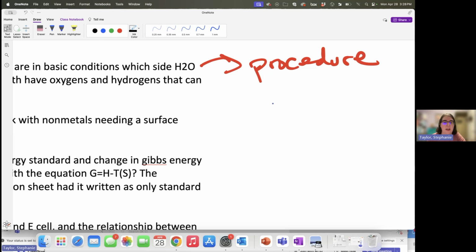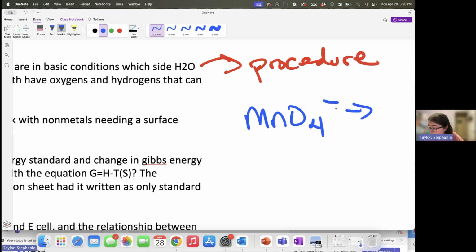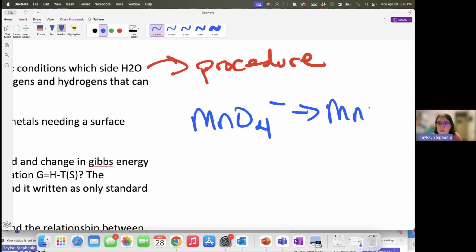So sometimes you might have something where you are dealing with something that has, sorry, I'm looking for an example off of my notes. There we go. MnO4 minus to MnO2. So I'm just going to look at a half reaction for right now. MnO2.